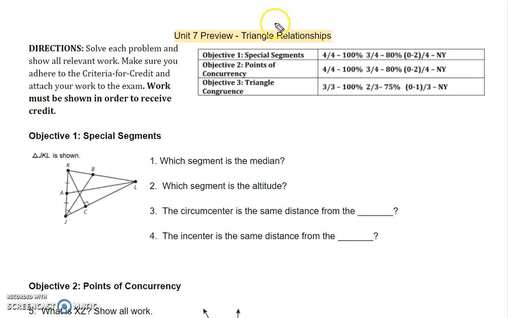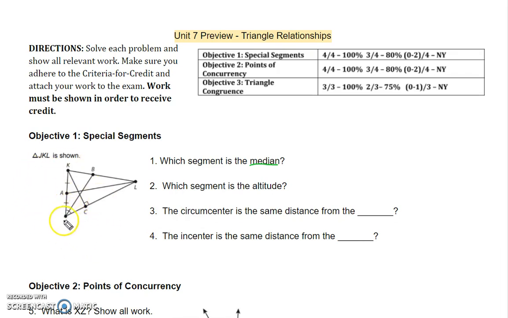So this test is going to cover the special segments, points of concurrency, and then a review over triangle congruence. Okay, so for objective 1, it says which segment is the median. And we went over the median on day 3. The median is connecting the vertex to the midpoint of the opposite side.